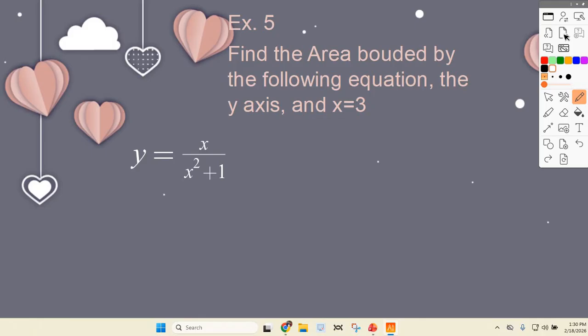So this would be a nice example of a free response type of question. It says find the area bounded by the following equation, the y-axis, and x equals 3. So what might it be helpful to do first?